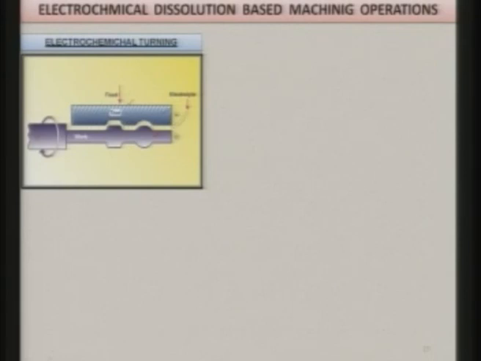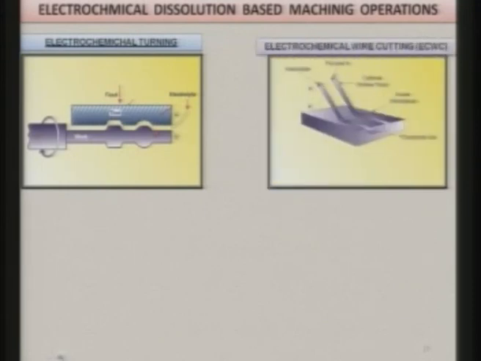So, this is the cathode, this is the anode, and electrolyte is flowing in this direction, and you can get very hard materials and superalloys turned like this rather than turning them by traditional turning operation.